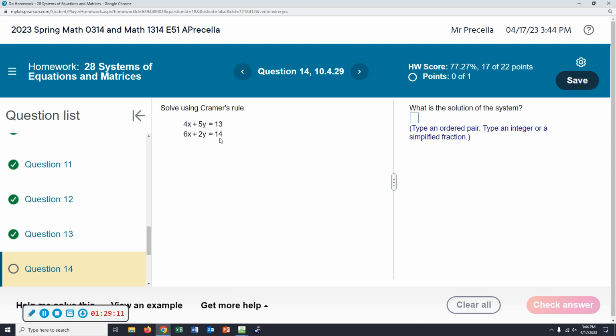Let me write down the equations. 4x plus 5y equals 13, and 6x plus 2y equals 14. So find D, find Dx, find Dy. D.